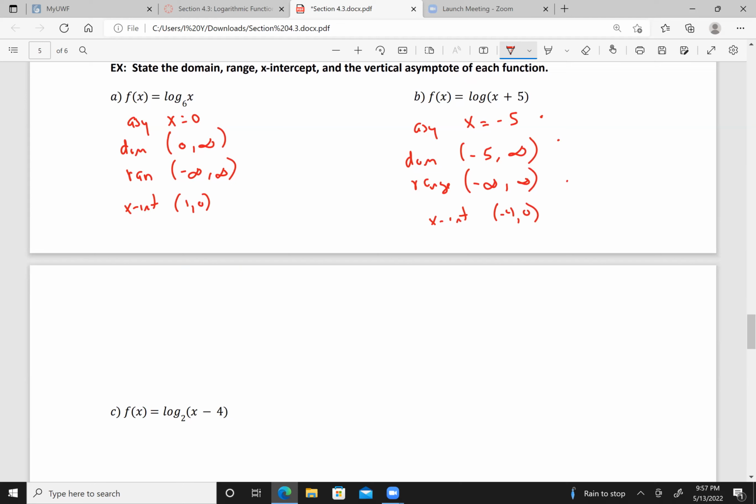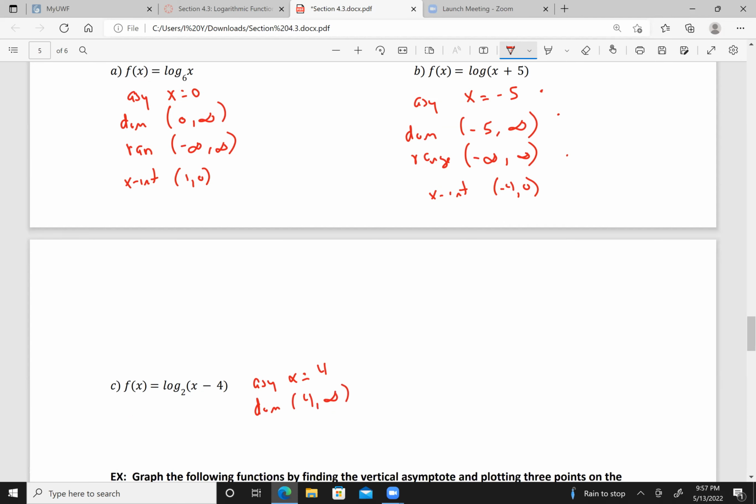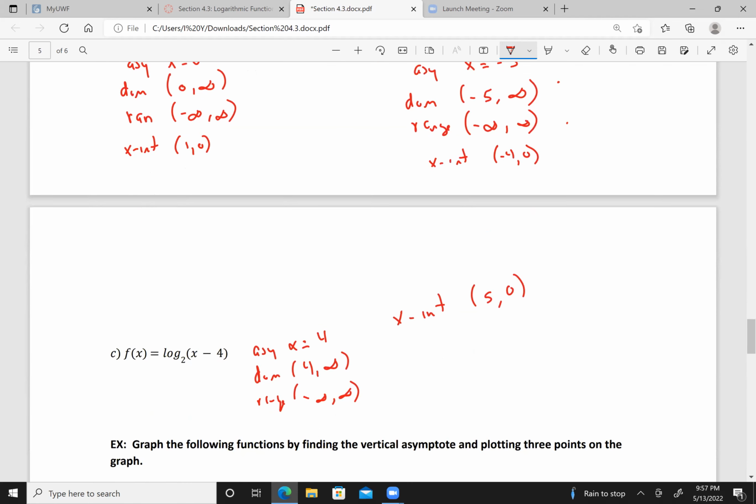Okay, now we're subtracting 4. So that means our asymptote is at x equals 4. Our domain is from 4 to infinity. Our range stays the same, negative infinity to infinity. Our x-intercept will now be moved to the right 4, so that's 5, 0. Is that everything we wanted? Yep.